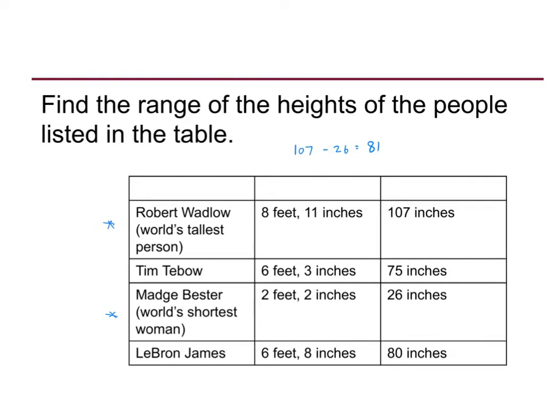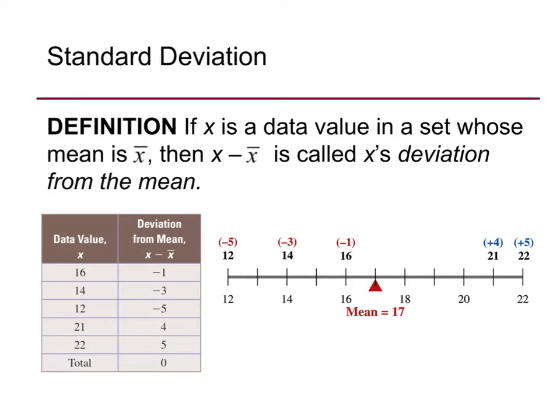And what you kind of notice is that difference is huge. LeBron James is a really tall individual. His height, you could stack him on top of Madge Bester, or maybe you should put her on top of him, and that wouldn't be as tall as the world's tallest person to have ever lived. All right, but there we have the range, 81. Oh, I didn't label 81 inches. There we go. Next, we'll introduce the topic of standard deviation.